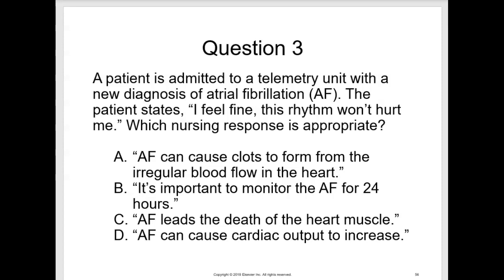The correct answer is A. Many times patients are found to have AFib and they may be asymptomatic. While some patients do live with long-term AFib, they need to be anticoagulated to decrease the risk of embolus formation due to the irregular cardiac rhythm. AFib does not cause death of the heart muscle, nor does it cause the cardiac output to increase. Cardiac output will decrease due to the shortened fill-in time in the atria, which contributes to the development of heart failure due to altered conduction. While monitoring the patient is appropriate, it is not the best response to help educate the patient on the process of AFib.